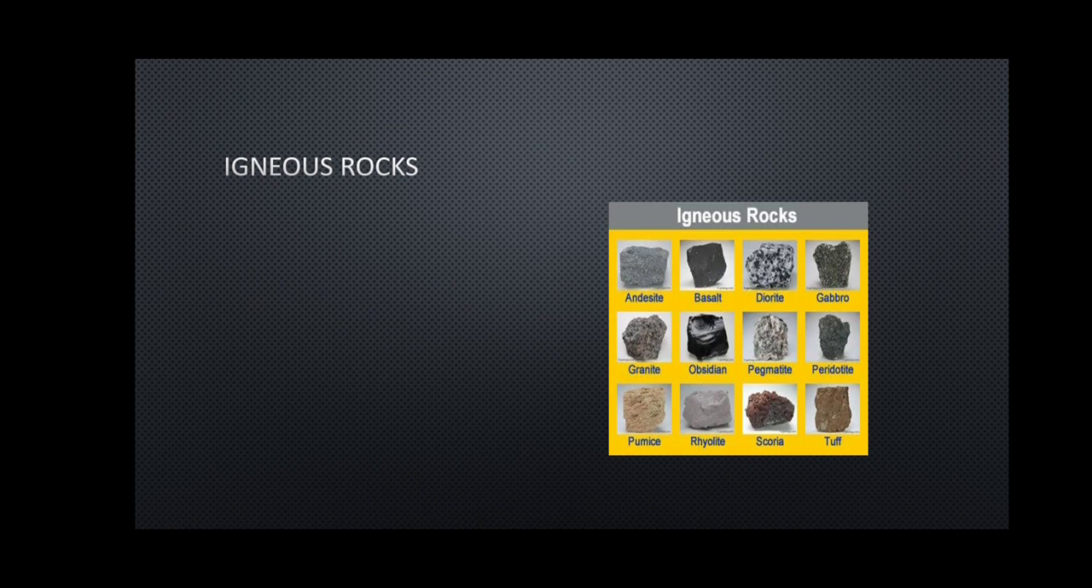Dear friends, you can see in picture the igneous rocks. These all are the igneous rocks: andesite, basalt, diorite, gabbro, granite, obsidian, pegmatite, peridot, pumice, rhyolite, scoria, tuff. These are the igneous rocks. Actually, the igneous rocks are the primary rocks, also called unstratified or eruptive rocks.